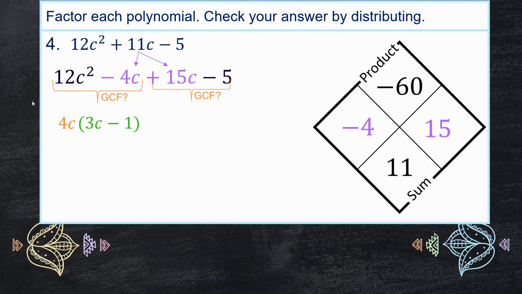Look at your last 2 terms and ask yourself, what's their greatest common factor? If you're thinking 5, you're right. So divide those both by 5 to get 3c minus 1. Notice we had that 3c minus 1 both times. That's your common binomial. We factor that out. So our factors are 3c minus 1 times 4c plus 5.